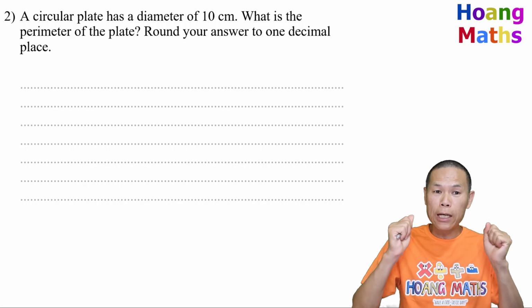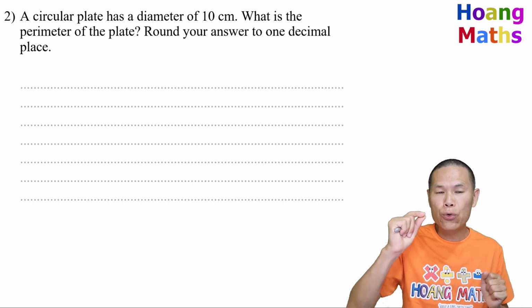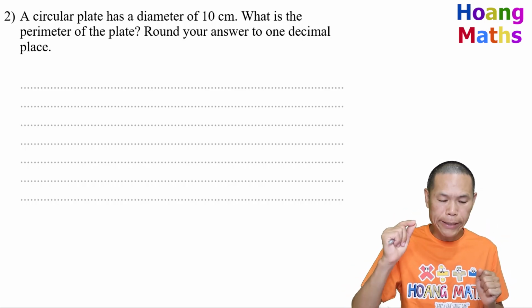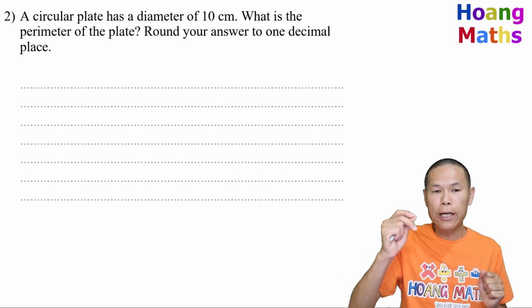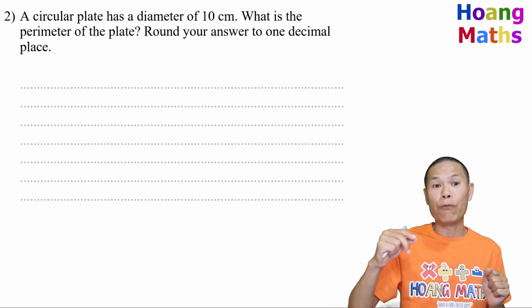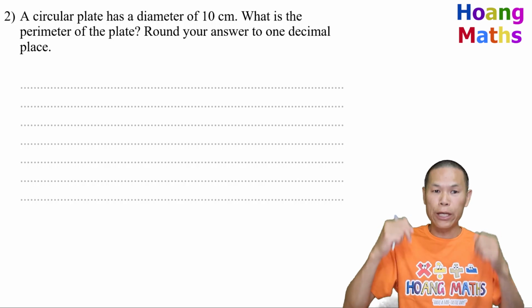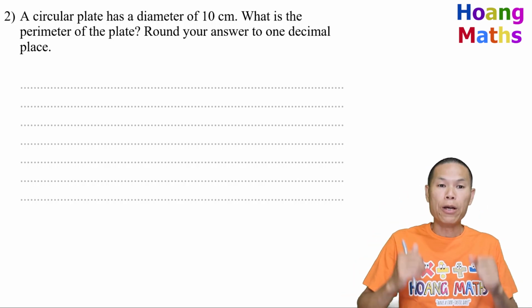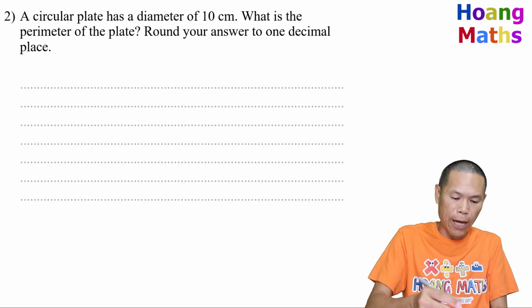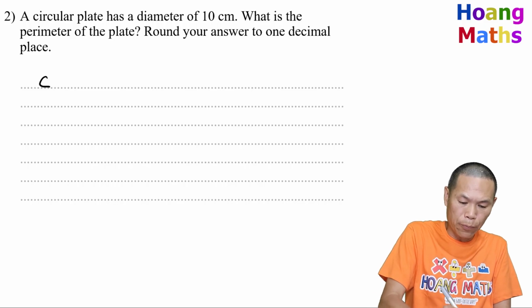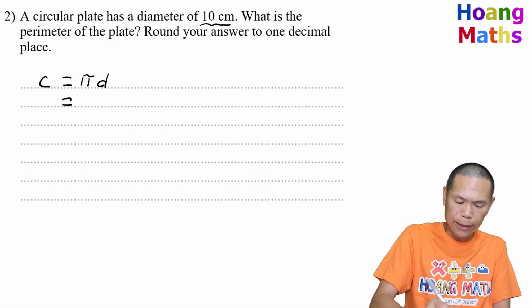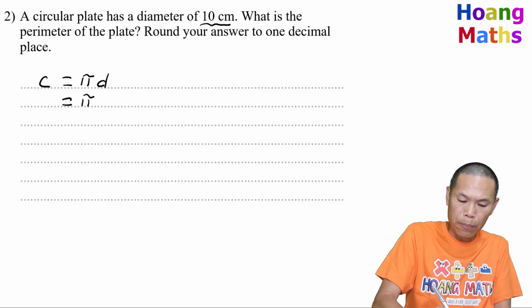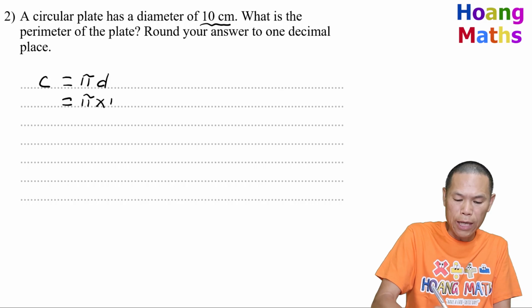So we know that the circumference of a circle is 2 pi r. But in this case here, they gave us the diameter. So we can use circumference is pi d. Of course, you can use 2 pi r and you should get the same answer anyway. So let me just use pi d. Circumference is pi d and the diameter is 10. So that means 10 times pi, or pi times 10.